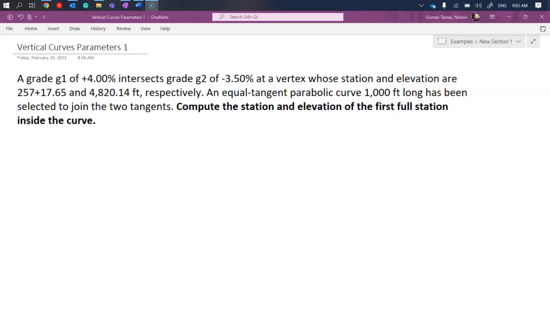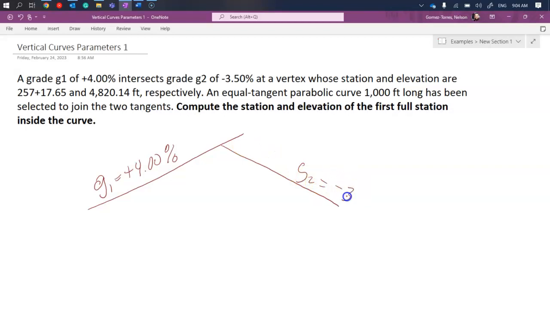So, as always, we're going to try to do first the drawing. So let's draw this out. We have a G1, a positive 4%. We have a G2 of negative 0.50%. Great. That's the first two pieces of information that I got there.